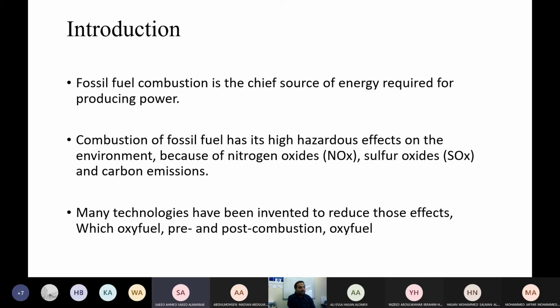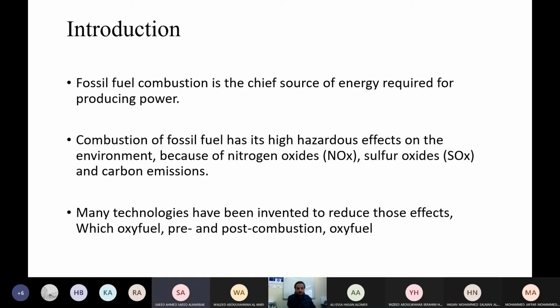No problem. So first, we know that most of our energy resources, such as oil, fossil fuel, and coal, are not clean energy due to the emission of the CO2 and the nitric acid, and so on. So as a result, we want to increase our energy without these emissions. So we have been inventing some technologies, which are 3 technologies, such as the oxy-fuel, and pre and post combustion.